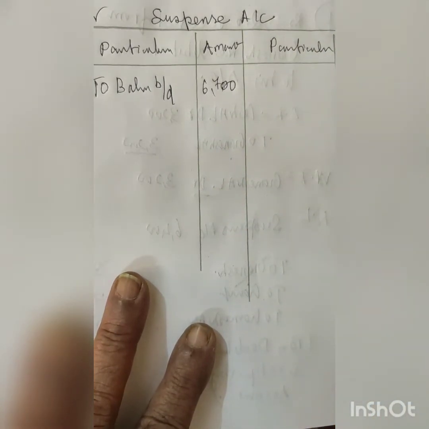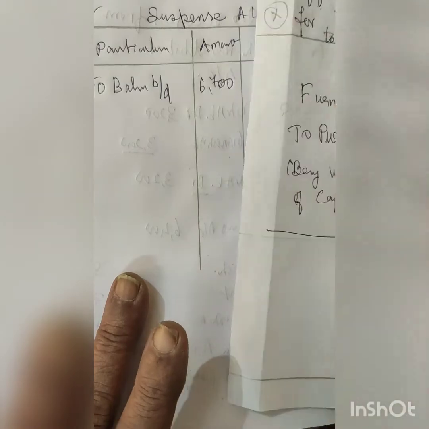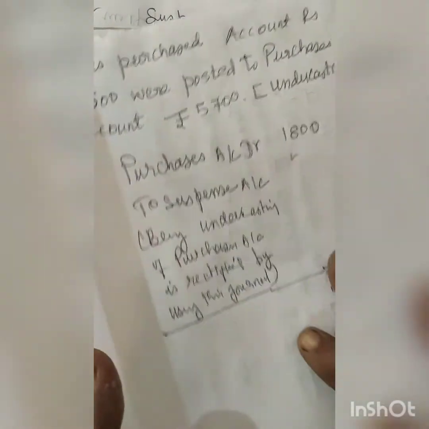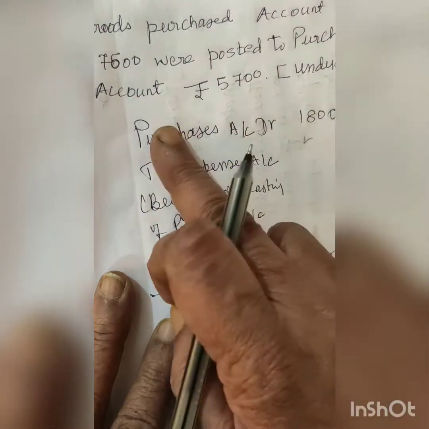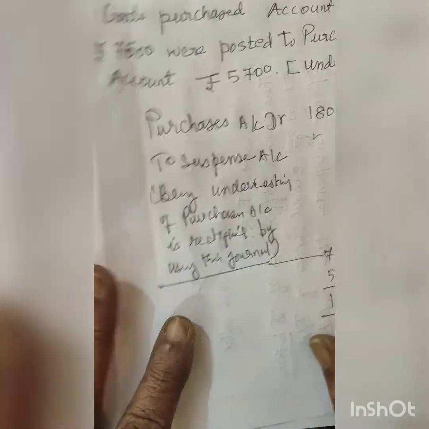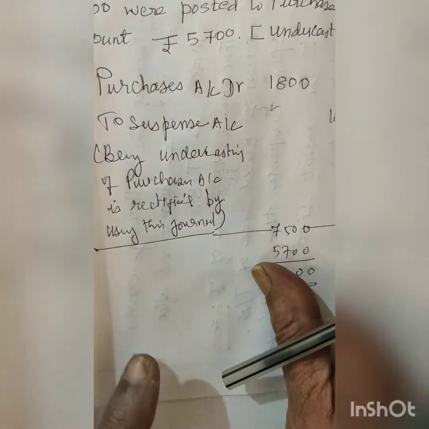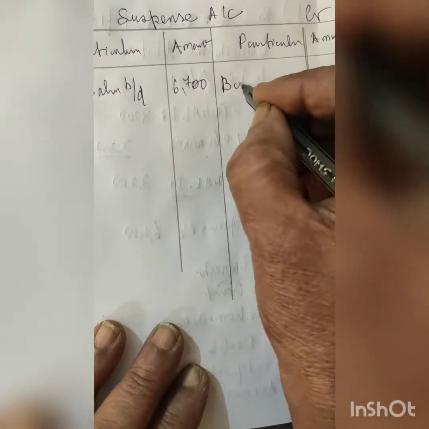Now let us see what are the accounts we have prepared. Our first entry is like this. What is it? Goods purchased, rupees 7,500, was posted to purchase account. Here purchase account is debited 1,800 to suspense account. Suspense account is on the credit side. So we have to write this here, on the credit side. By purchase account.